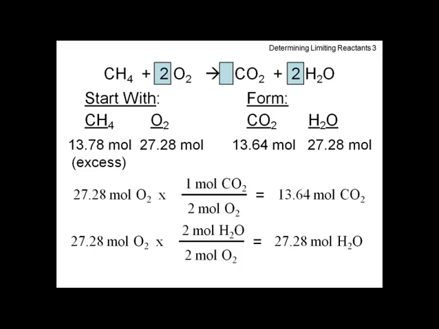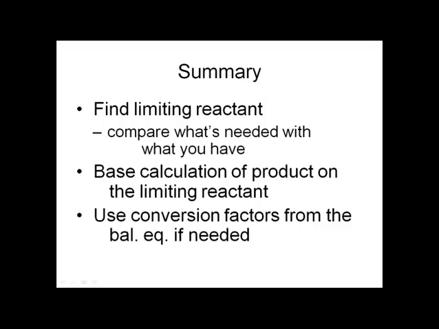Notice that since CH4 was in excess, the 13.78 moles did not figure into the determination of the amounts of carbon dioxide or water. In summary, the first step to solving a problem where the starting amounts of more than one reactant are given is to determine which reactant is the limiting reactant. We use the method where we take one reactant and ask how much of the other is needed, based on the balanced equation. Then we base the calculation of product on the limiting reactant. If the numbers are simple, we can use logic to figure the product. If they are more complicated, we can use conversion factors constructed from the balanced equation to calculate the amounts of product formed.